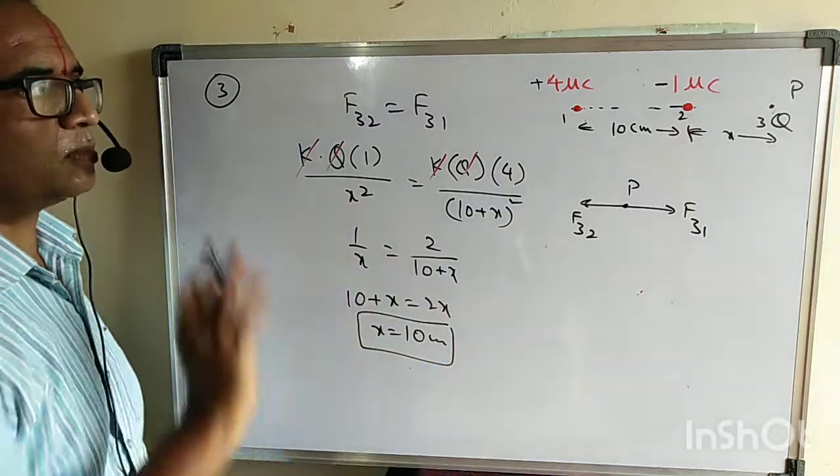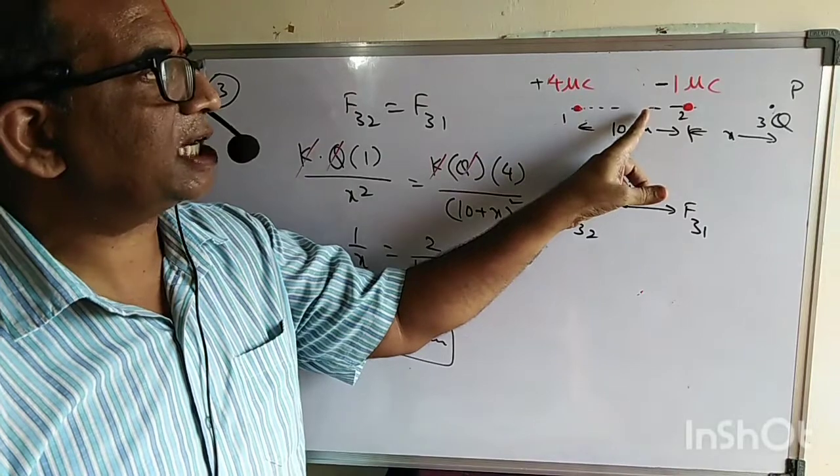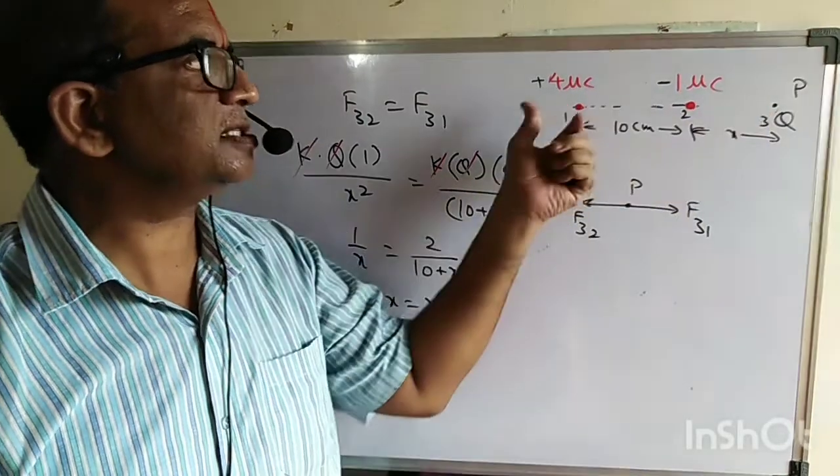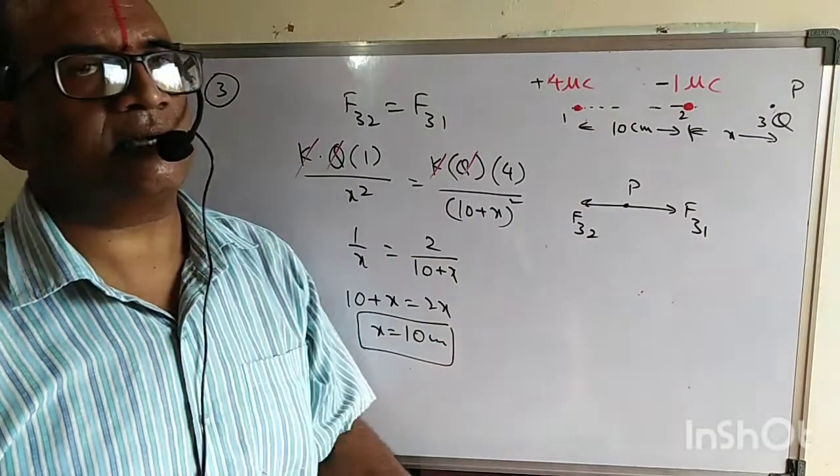So this is another model. Means what? Suppose one is positive, another one is negative. Then the equilibrium point stays outside. Even this side also, even that side also you can measure.